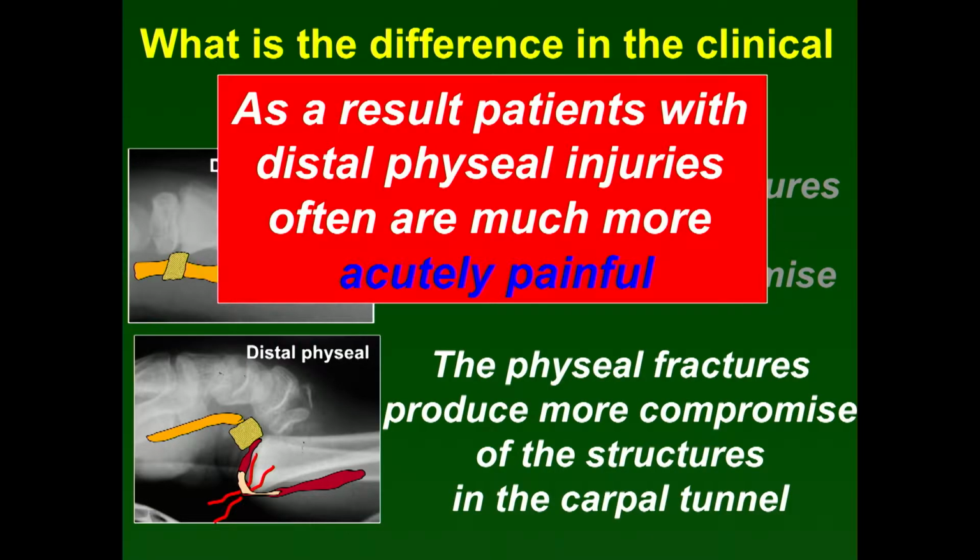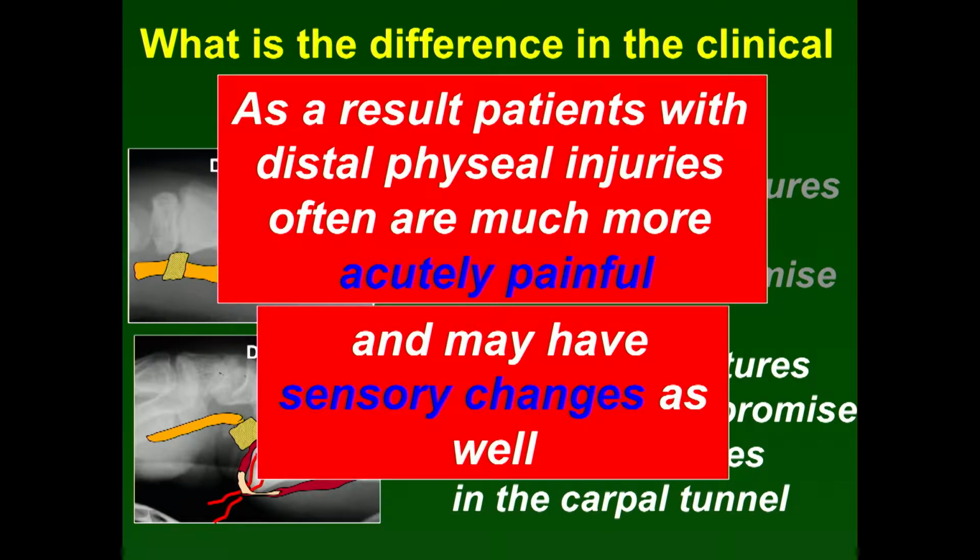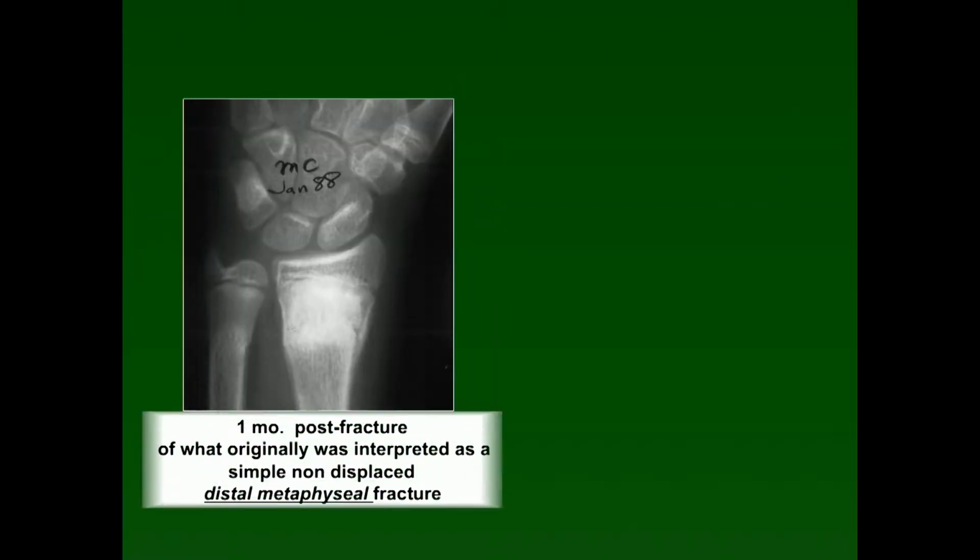So as a result, the patients with distal physeal fractures are more acutely painful and really have more sensory changes, and that's a reason that they probably need to be reduced promptly. This is not one where you just put them in a splint and do it the next day. They probably ought to be reduced as soon as they're seen and recognized, because you can get sensory changes. You can actually get an acute carpal tunnel syndrome if you leave them.